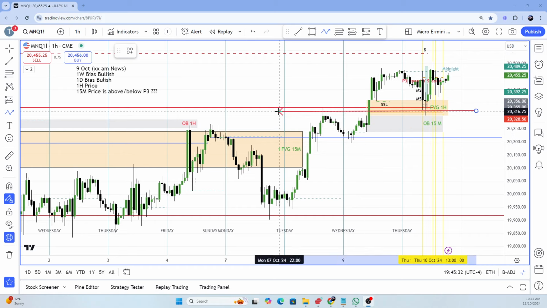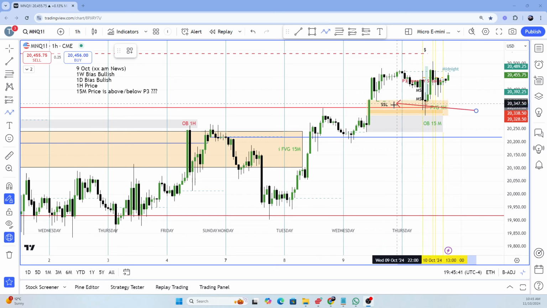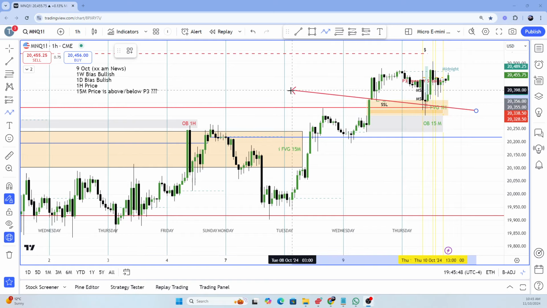Also, you can see this red line is a previous daily high, one of the previous daily highs. You can see in the 1 hour chart, it's acting as support. Okay, so let me take you to the daily chart and show that to you.